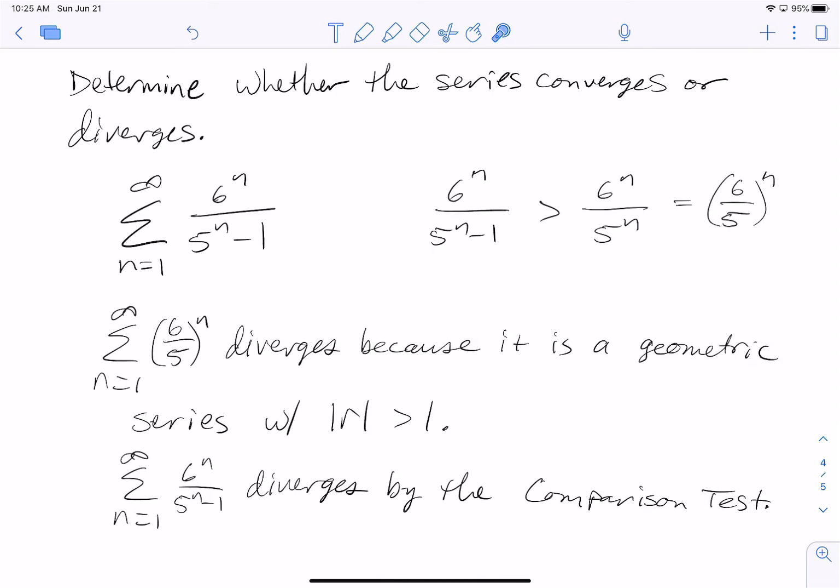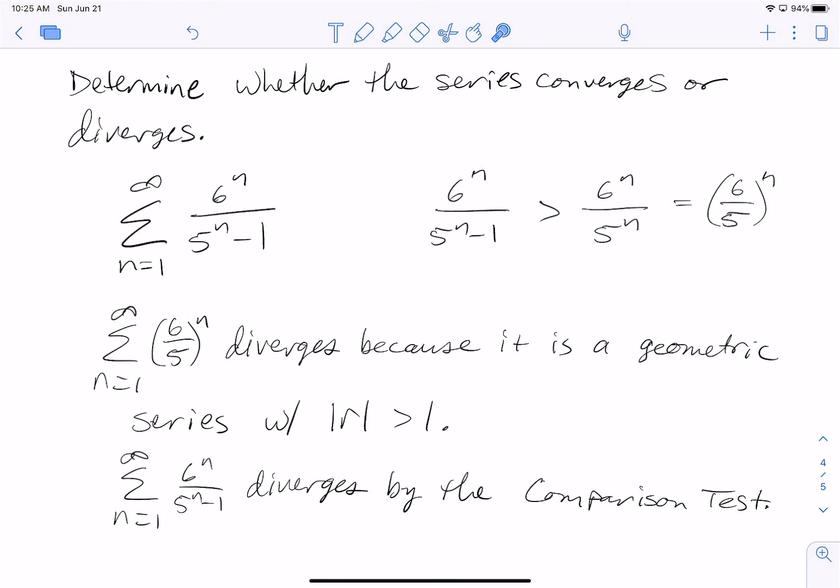Kind of ignoring the 1 gives us an idea of a comparison series. I'll compare 6 to the n over 5 to the n minus 1 to 6 to the n over 5 to the n. Because again, as n approaches infinity, the minus 1 becomes really unimportant. 6 to the n over 5 to the n can be written as (6/5) to the n, and because 5 to the n minus 1 is a smaller denominator, I know we have a larger overall result.